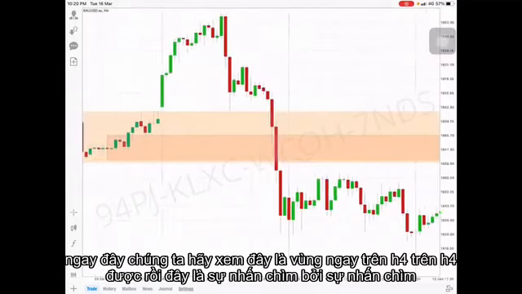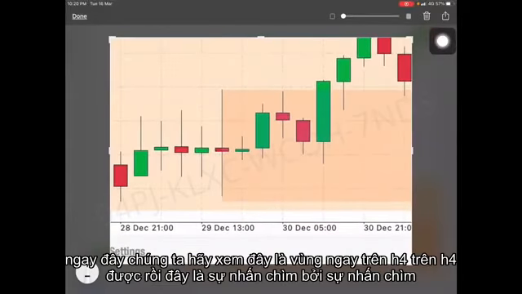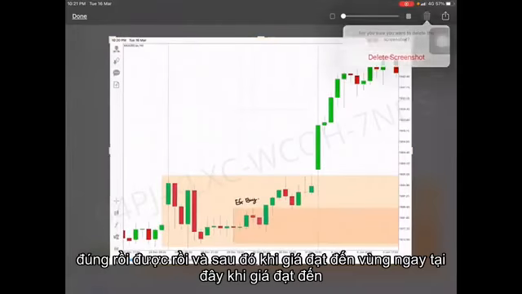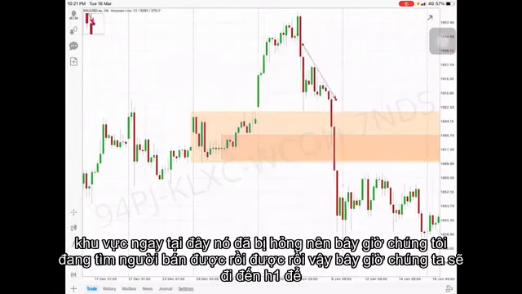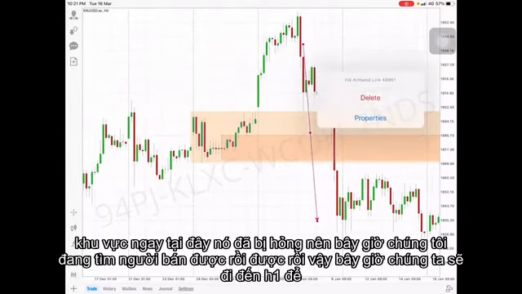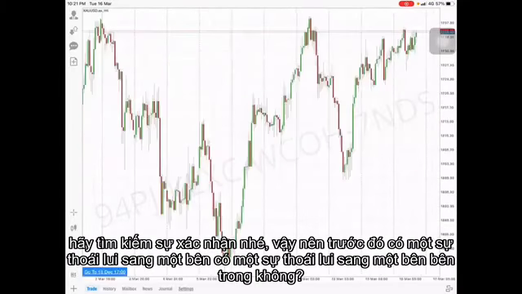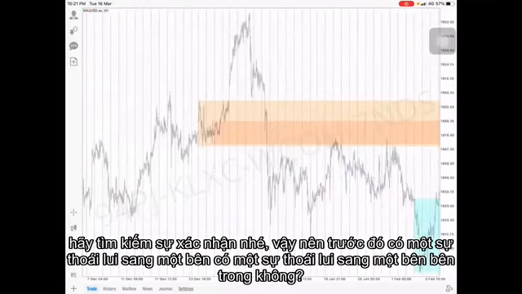Right. So on the H4, this is engulfing buy, right? Engulfing buy. And then when the price reached the zone right here, it broke down. So now we are looking for sell. Okay, so now we are gonna go to H1 to look for confirmation.